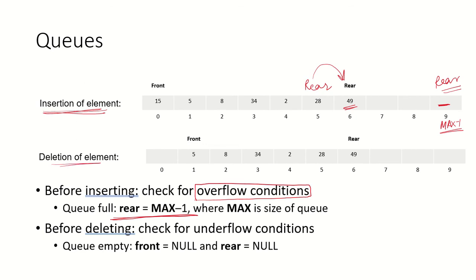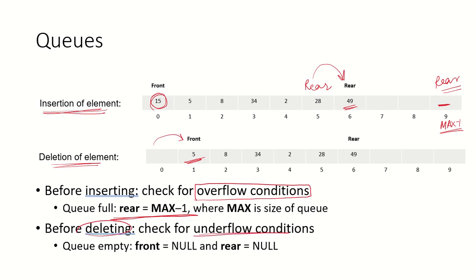What about deletion of elements? Deletion can take place only from the front of the queue. So if this element has to be deleted, front would be incremented and it will point to the next element in the queue. Again, if the queue is empty, then deletion will cause an underflow. So always before deleting, check for underflow conditions.